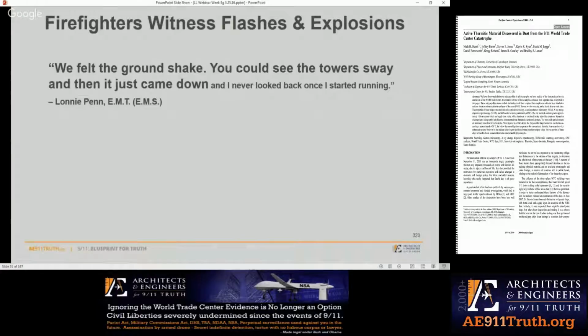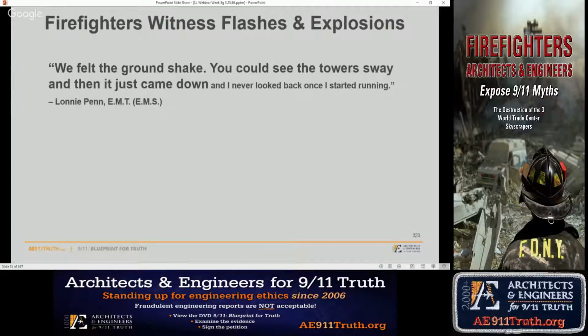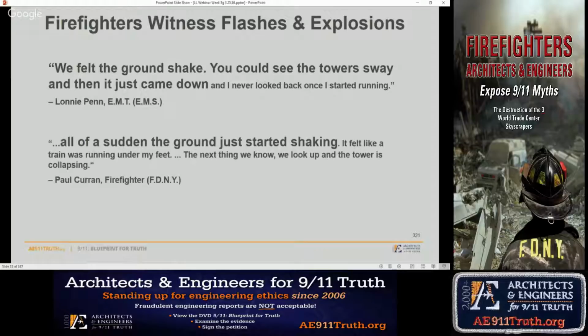Let's look at a couple of them. We felt the ground shake. You could see the towers sway. And then it just came down. So you'll hear this order of events again and again. The ground is shaking, the explosions are heard, and then the tower comes down. You get the order of that. It's extremely important. It's not that the tower is collapsing and therefore that's why we're hearing this. I.e., the cause of the tower's collapse is heard in the explosions that these gentlemen are hearing, and ladies.